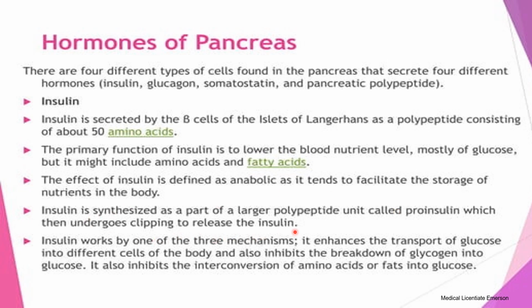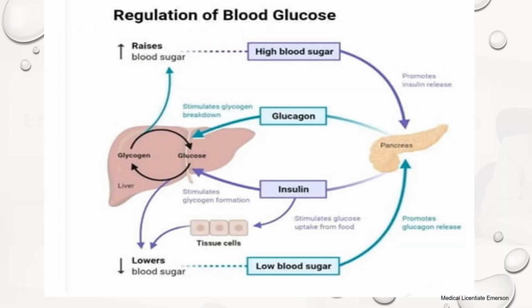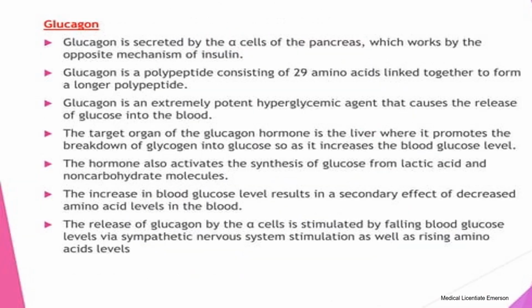Then insulin is synthesized as a part of a larger polypeptide unit called proinsulin, which then undergoes cleaving to release the insulin. Then insulin works by one of 3 mechanisms. 1, it enhances the transport of glucose into different cells of the body. 2, it also inhibits the breakdown of glycogen into glucose. Then 3, it also inhibits the interconversion of amino acids or fats into glucose. That's the function of insulin.